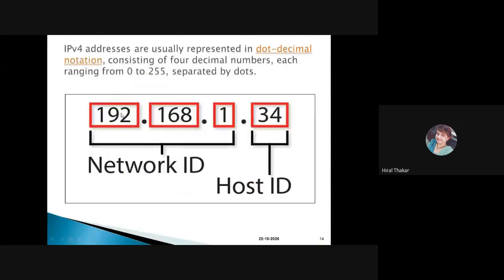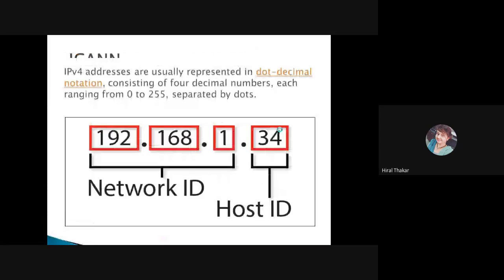There will be four decimal numbers separated by dots. The first three numbers are the ID of your network, and the last number is your host ID. Host ID means the ID of that particular device. If my device, your device, and many other devices are part of a network, our network ID would be the same, but our host IDs would be different. So that was the IP address.